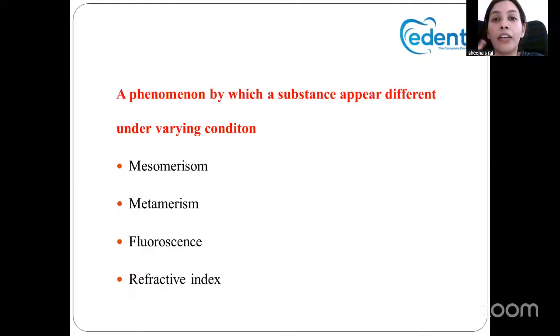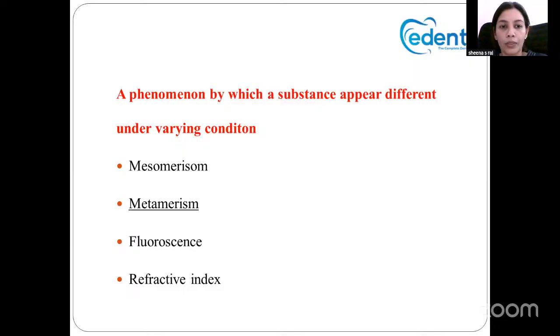Sometimes we might get confused and read the first option, mesomerism, as metamerism and choose the first option. So always read the question and double check the spelling, because as you can see in this also, the first and second options have a slight difference in spelling. So mesomerism, it is not mesomerism. Metamerism is the phenomenon. Okay. It is not fluorescence, it is not refractive index.